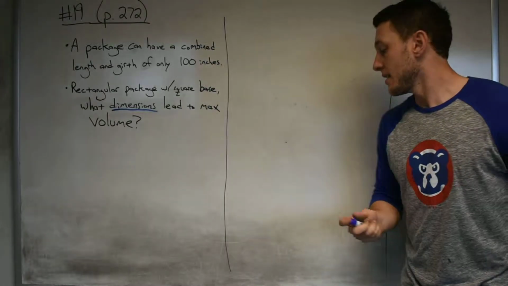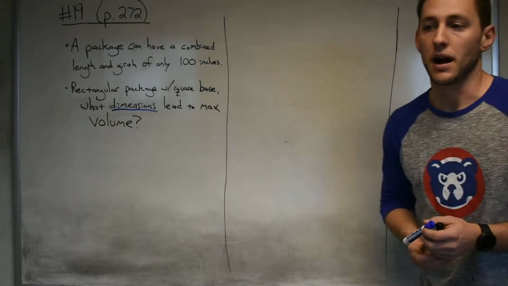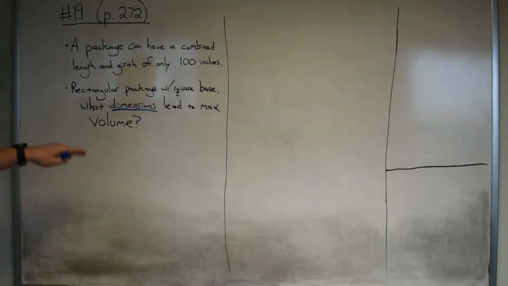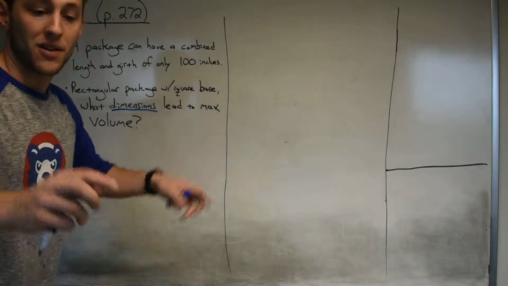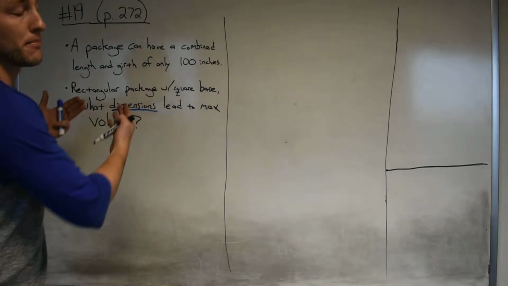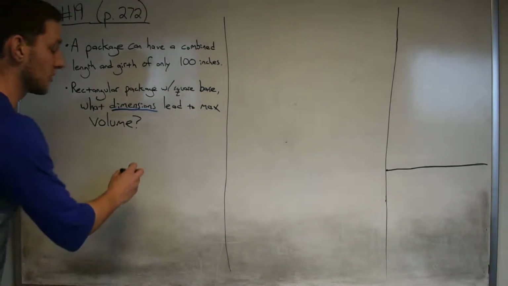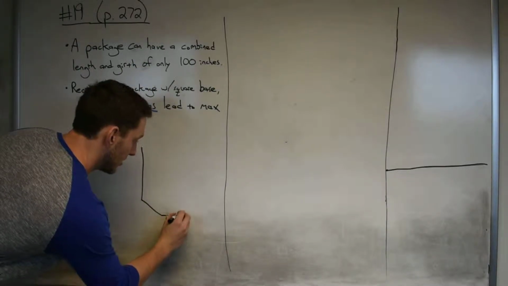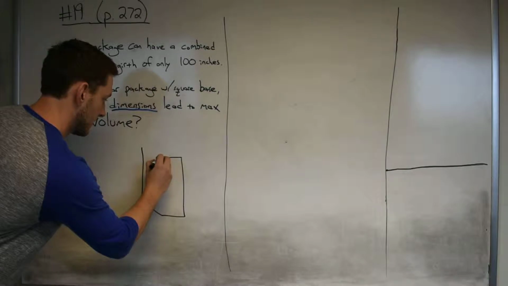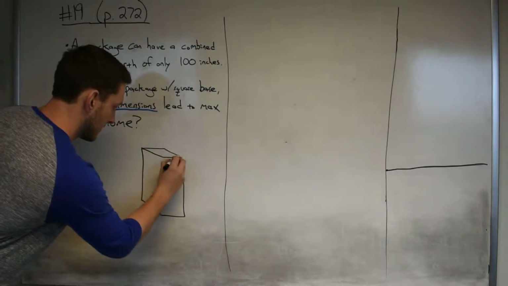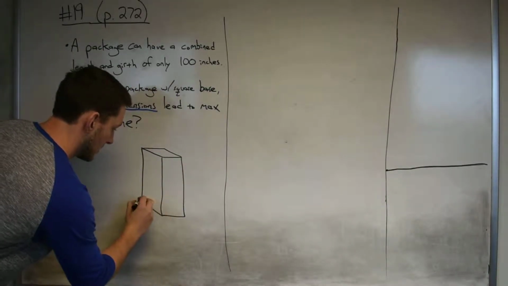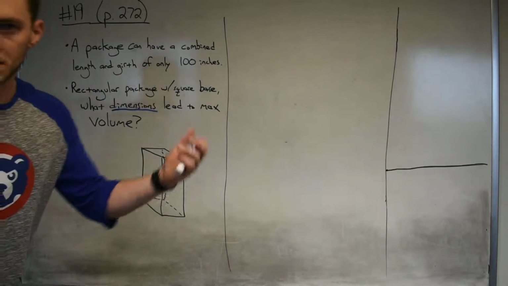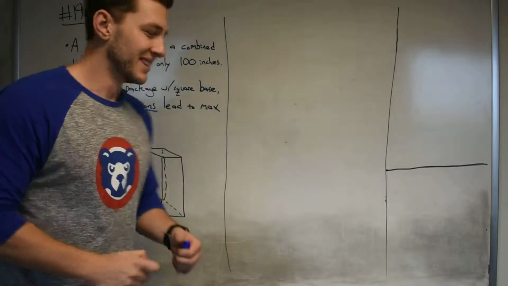Now in this case, it really does help to get a good picture of the problem. So let's talk about that. Since we're talking about a rectangular package with a square cross-section, which I went ahead and just said square base, I guess the picture is going to look something like this. Forgive my art skills. Not too bad for a Tuesday afternoon.